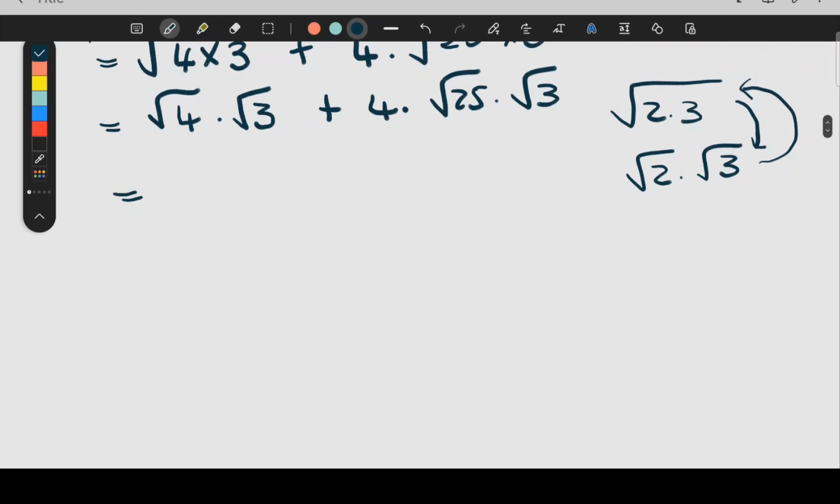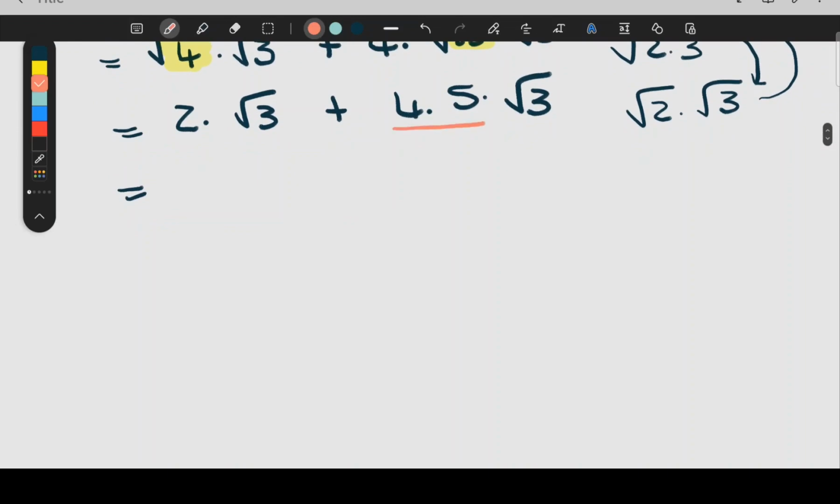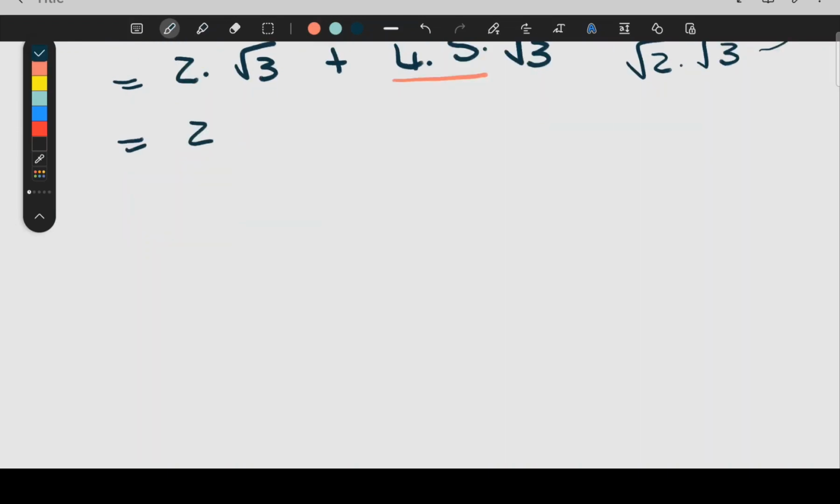Then in my next step, I'm going to ask myself, can't I work one of these roots out? I can without a calculator, this one and this one. The rest will stay the same. The square root of 4 is 2 and this is root 3. This is a 4. The square root of 25 is 5. This is root 3. So before I add like terms, can you see that I can multiply these two first here? So then I have 2 root 3 plus 20 root 3.